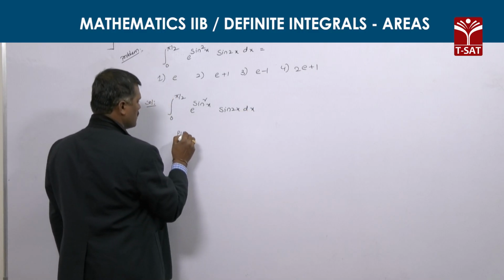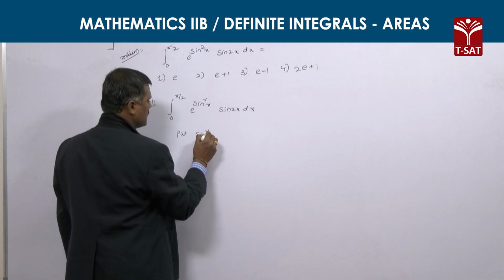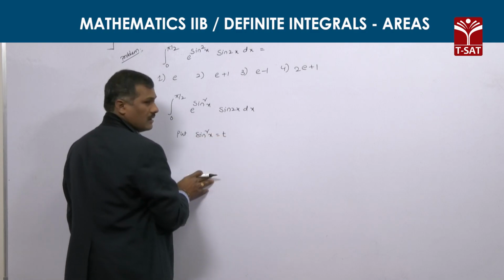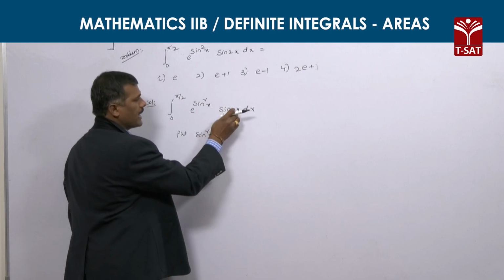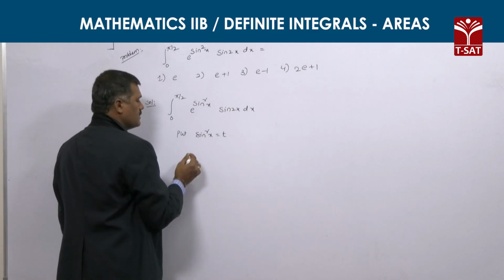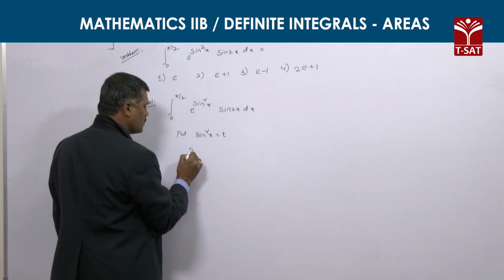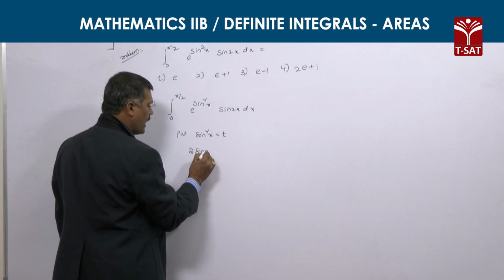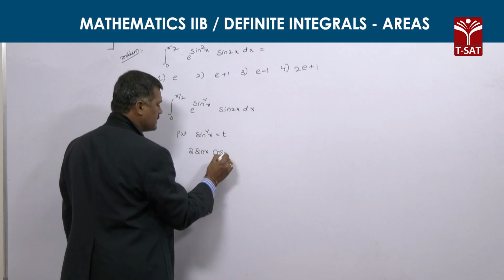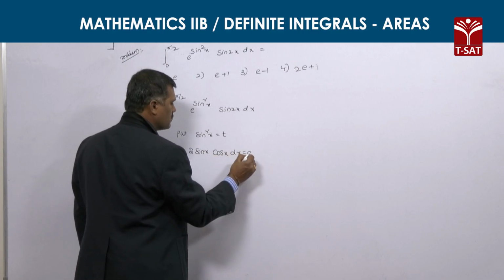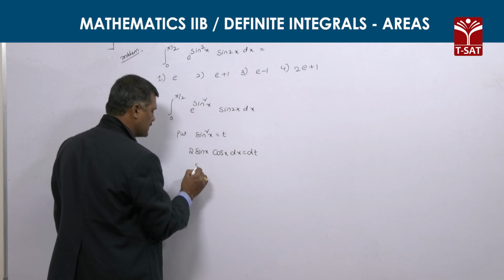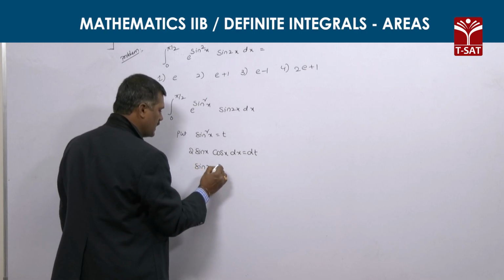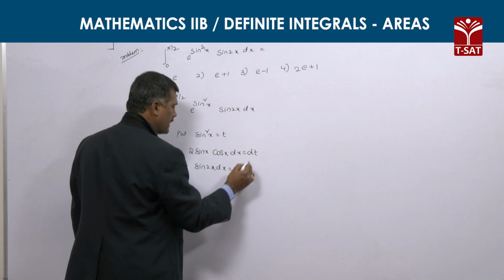Put sin square x is equal to t. Here, if we think, the derivative of sin square x gives sin 2x form. So the derivative of sin square x is 2 sin x into the derivative of sin x, cos x, into dx is equal to dt. That implies 2 sin x cos x, which is sin 2x, into dx is equal to dt.